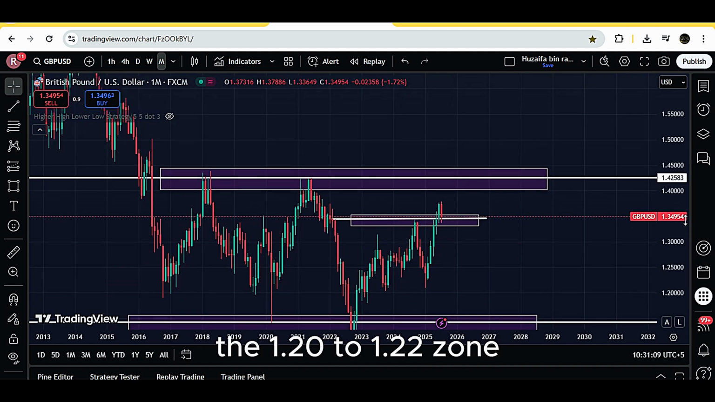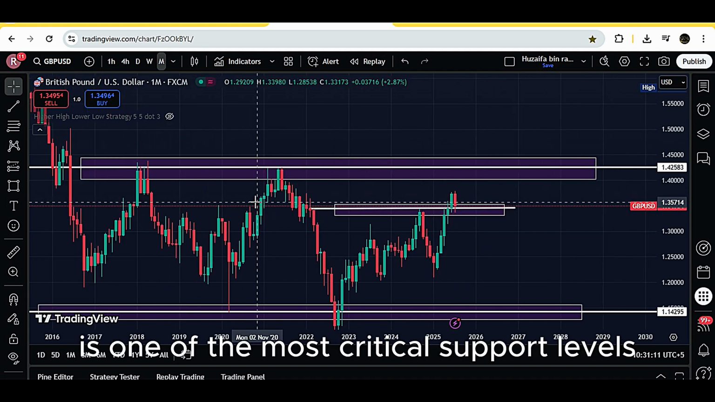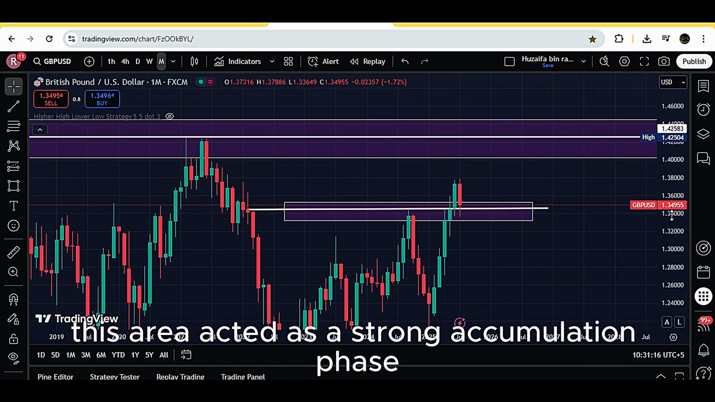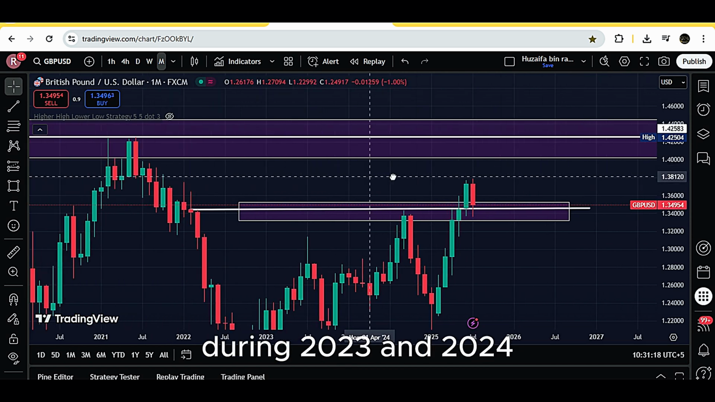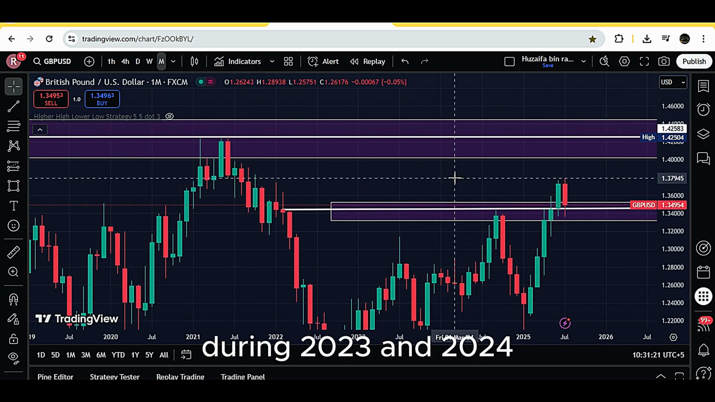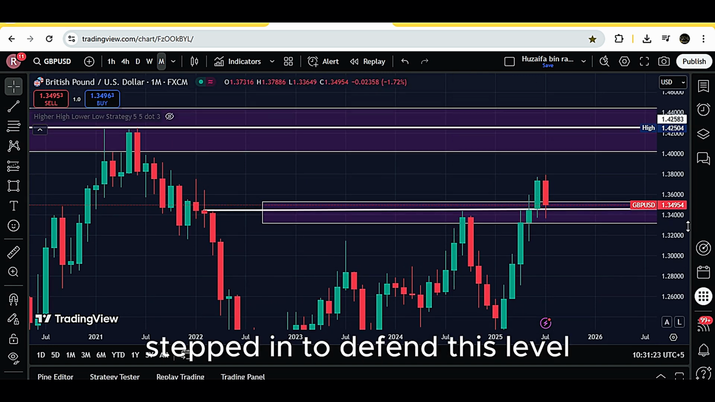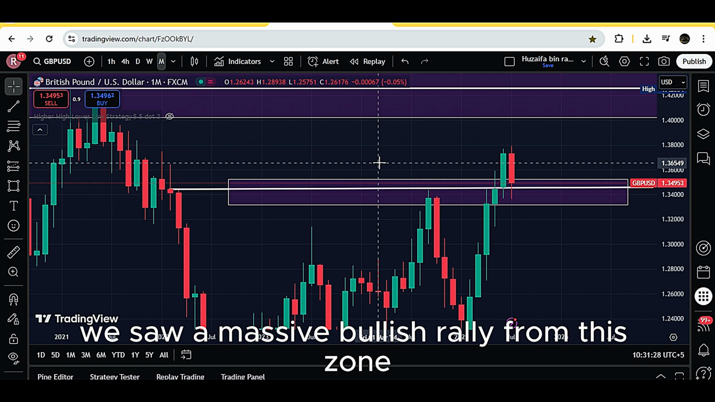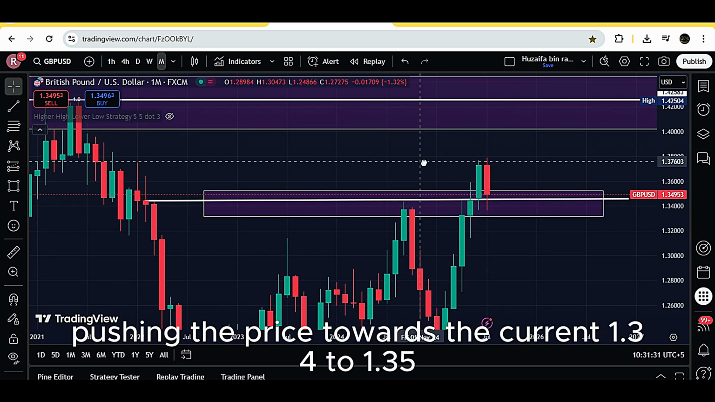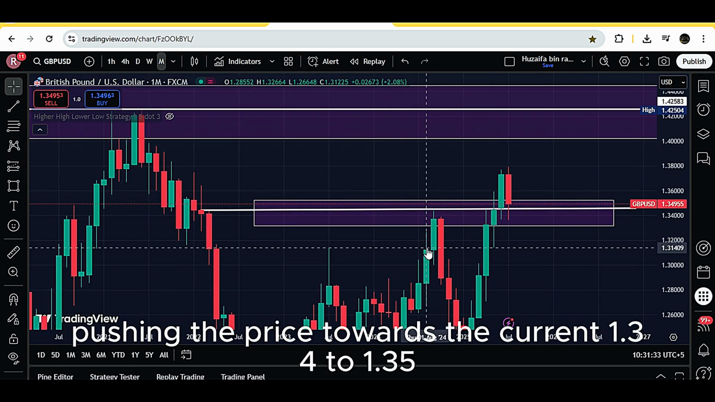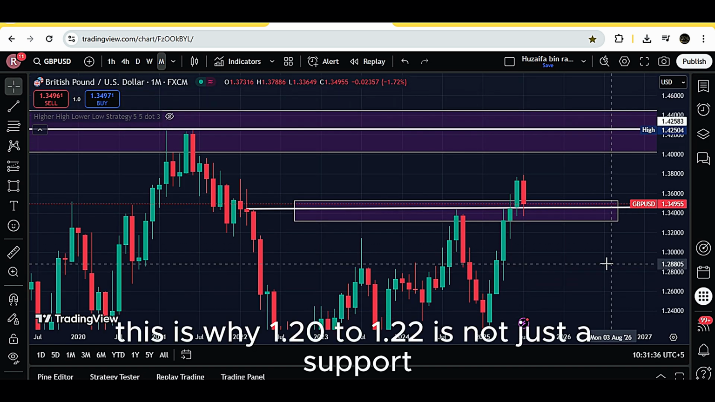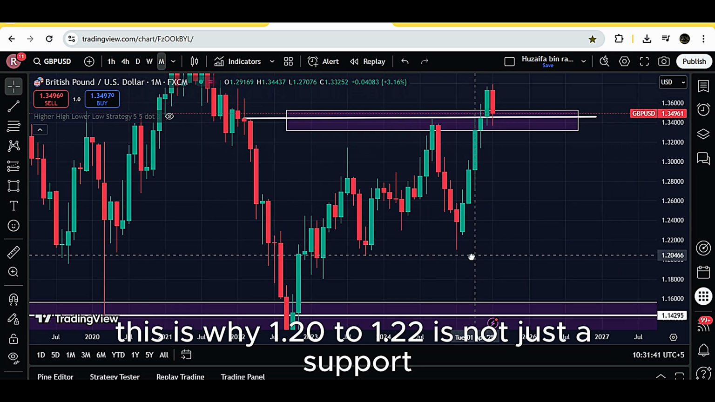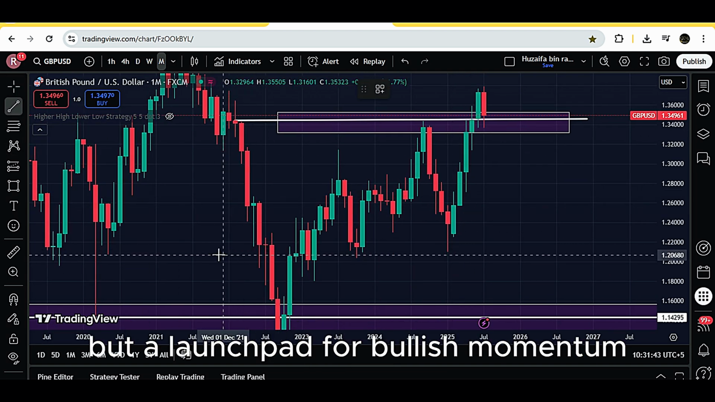The 1.20 to 1.22 zone is one of the most critical support levels in this chart. This area acted as a strong accumulation phase during 2023 and 2024, where buyers repeatedly stepped in to defend this level. As a result, we saw a massive bullish rally from this zone, pushing the price towards the current 1.34 to 1.35 resistance. This is why 1.20 to 1.22 is not just a support, but a launchpad for bullish momentum.